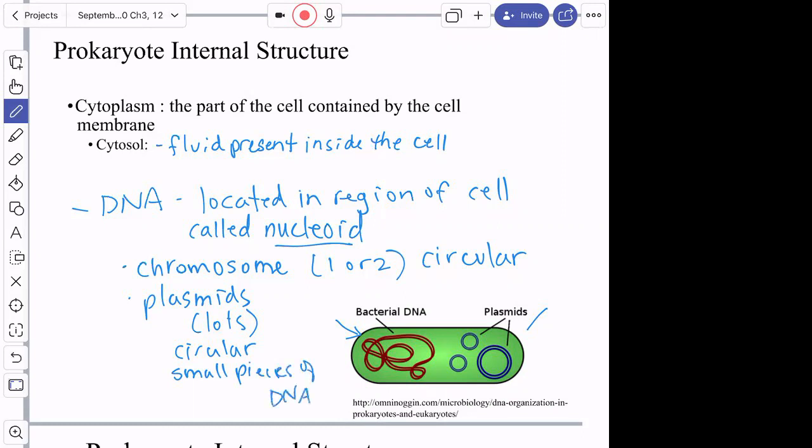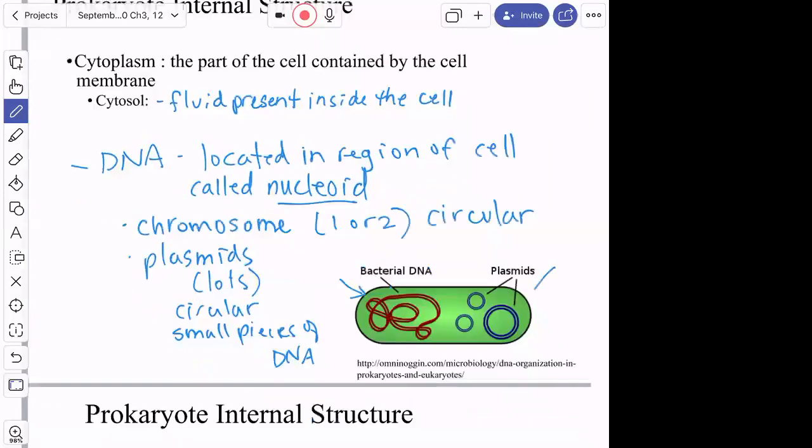Okay, and typically the plasmids are going to encode for something that's not absolutely necessary for the cell to survive. Like the enzymes for glycolysis, those are going to be on the chromosome. But plasmids might carry information like antibiotic resistance or other things that might make the cell a little bit more suited to live in certain conditions, but not absolutely necessary to live anywhere. So we'll talk a little bit more about that.